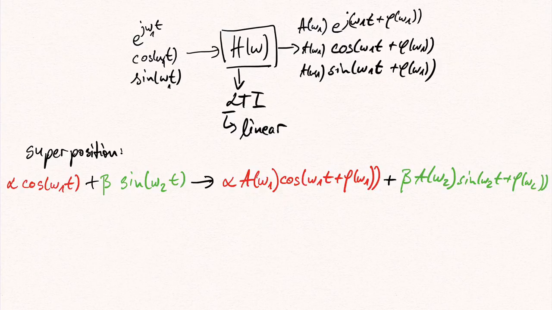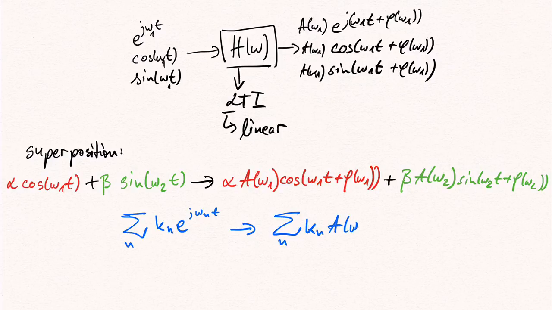We can apply the superposition principle not only to sums of two cosines or sines or complex exponentials, but to all finite and infinite sums. For example, if you had an infinite sum indexed with n of complex exponentials scaled with k n and with frequencies omega n, then the output of the LTIC system would be again an infinite sum indexed with n, k n times A of omega n times e to the j omega n t plus phi evaluated again at omega n.